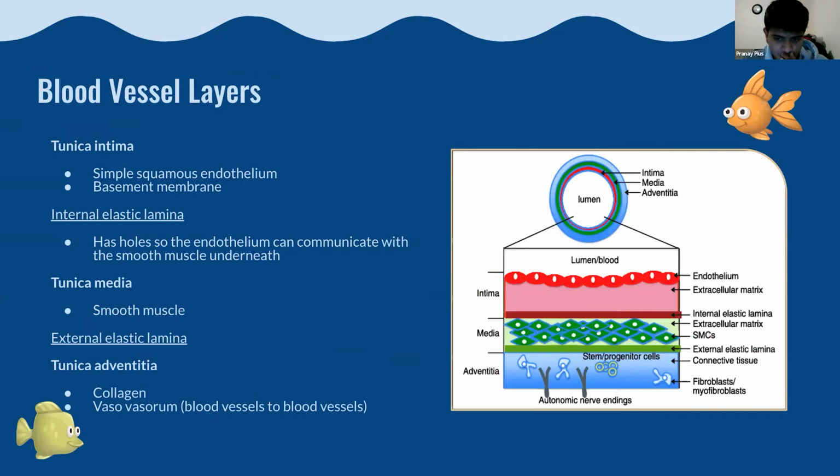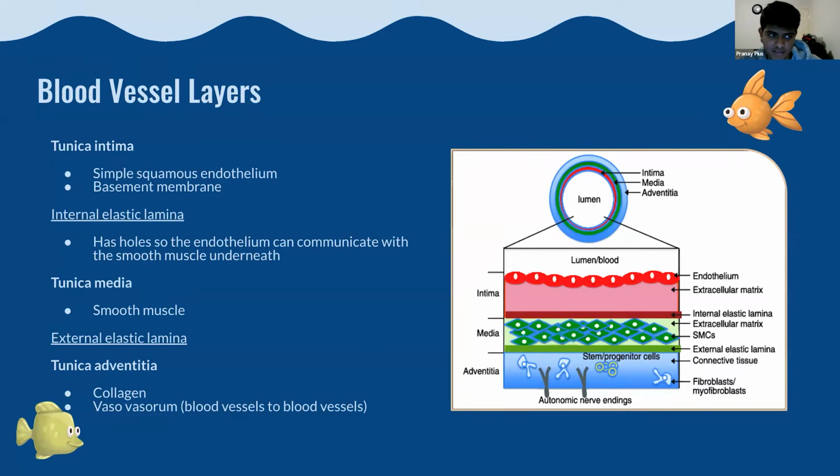This is not really too important to know, but I think it's already been covered as well. The blood vessel layers go from tunica intima to tunica media to tunica adventitia, which is going from the innermost to the outermost. In between each of the layers, there's going to be a lamina that separates them. So you've got the internal elastic lamina and the external elastic lamina. Now, this isn't too important, but the internal elastic lamina has holes so that the endothelium can communicate with the smooth muscle underneath. And that will be really important for the function and action of nitric oxide later on.